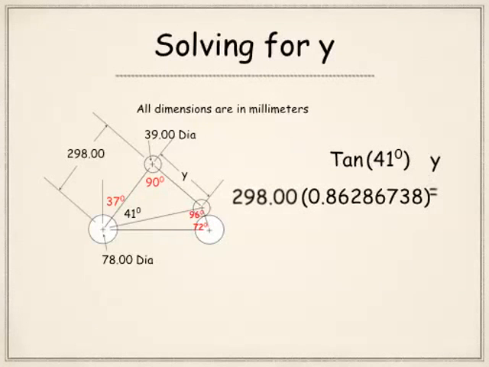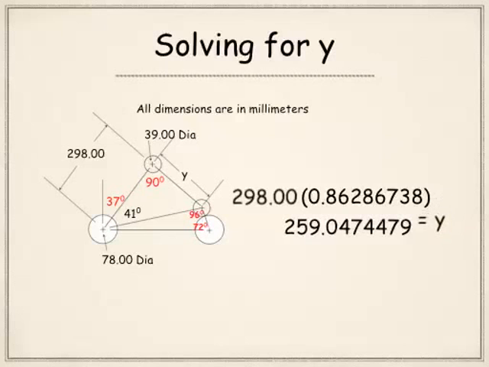The tangent of 41 is 0.862863738. Multiplied times 298, that gives us y equal to 259.0474479. But since we're looking for 2 digits, which is what all our initial measurements are in, we'll simplify to 2 digits by rounding, and we find that to 2 digits we have 259.05.